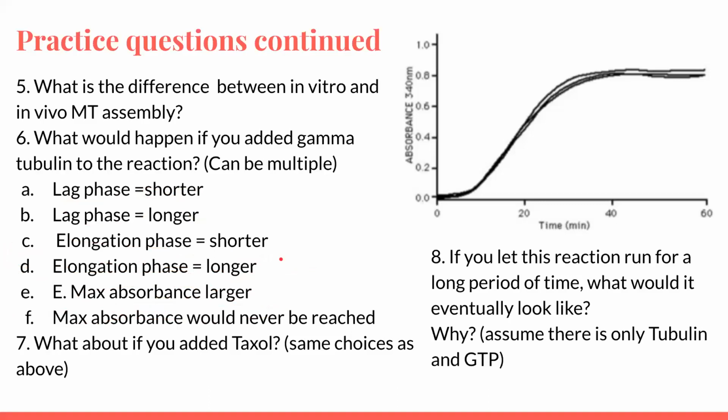Okay. Same choices for number 7. What would happen if you added Taxol? If you remember, Taxol is a microtubule stabilizer. A, C, F, because Taxol is a stabilizer.